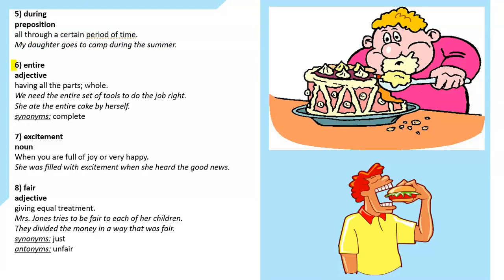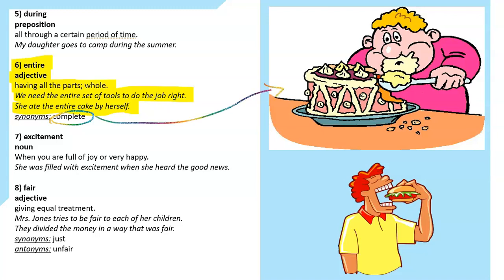Our next word is entire. Entire is an adjective and it means having all the parts, whole. For example, we need the entire set of tools to do the job right. Or she ate the entire cake by herself. And the synonym for entire is complete, or we can say everything.